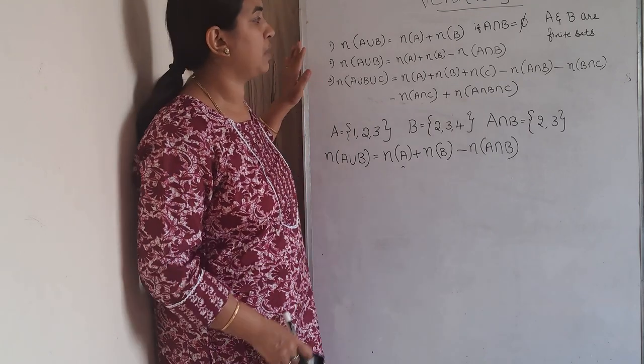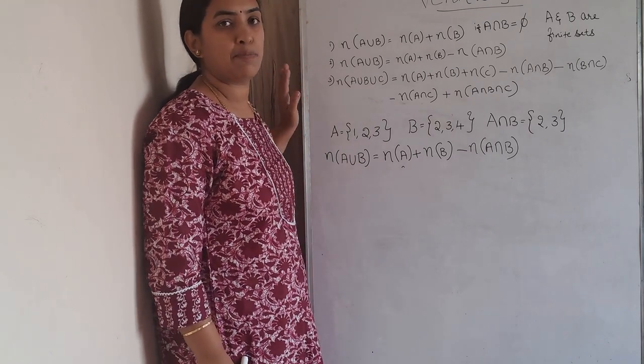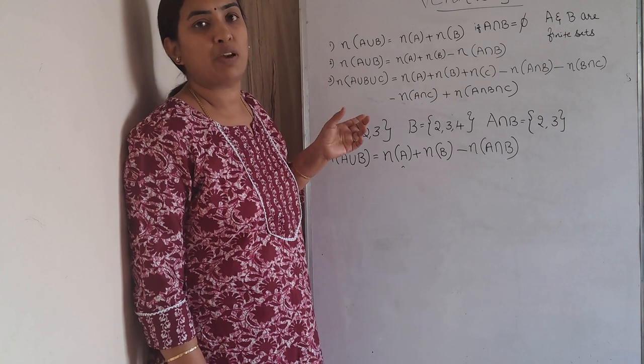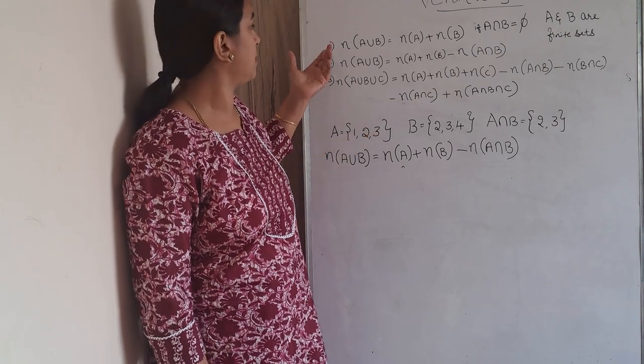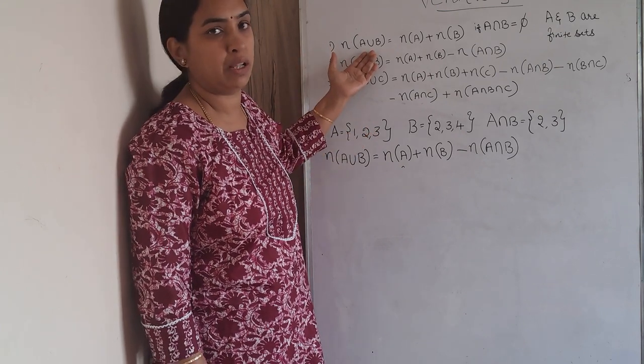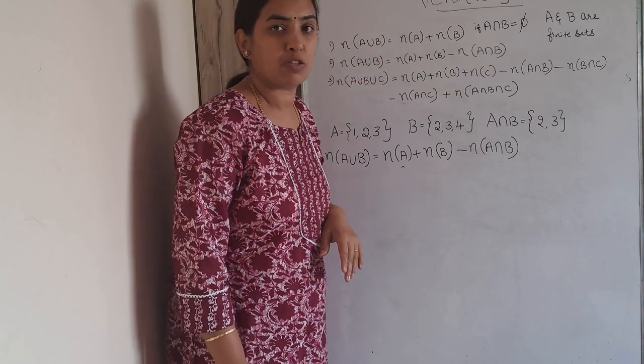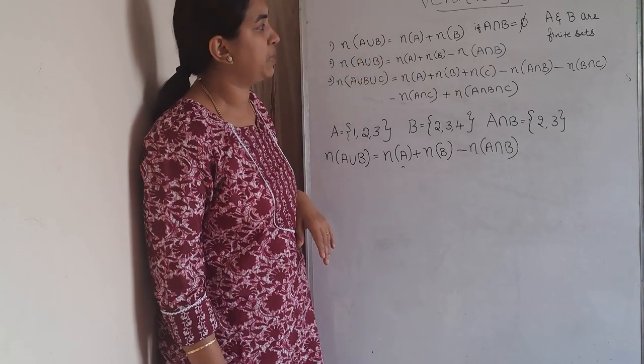So here are some important formulas which help you to find out the number of elements in the set, that is number of elements in A union B, which is given by number of elements of A plus number of elements in B.